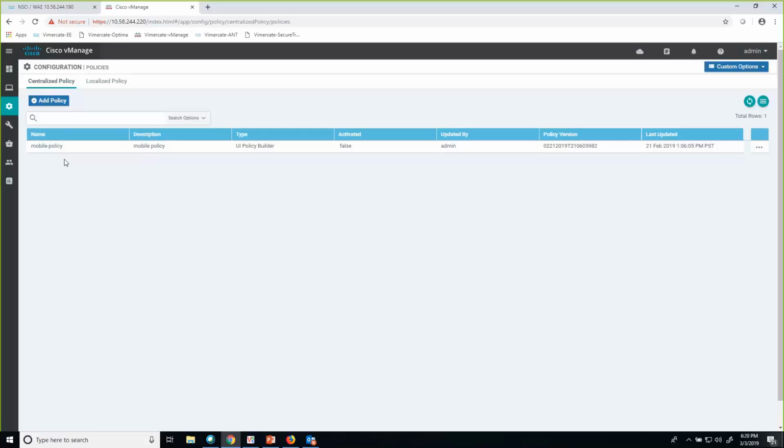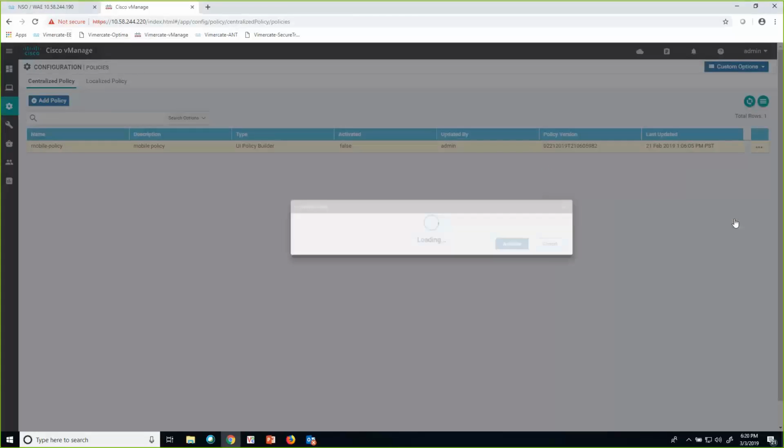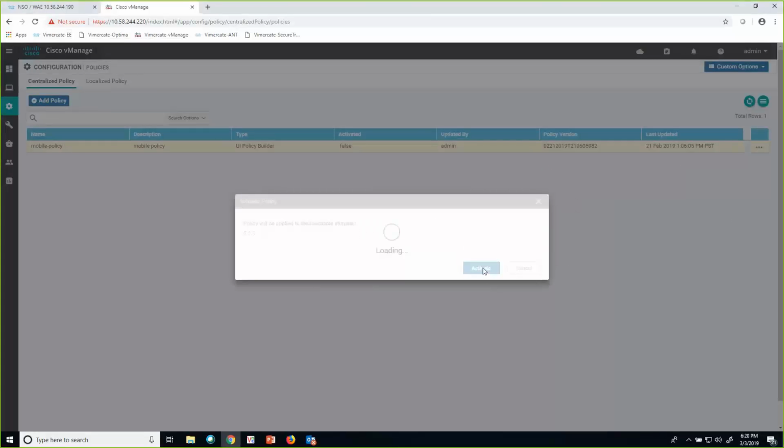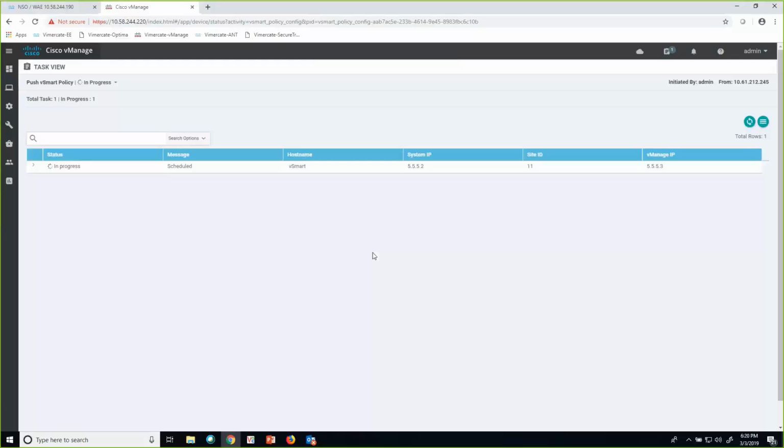Right now, the mobile policy that you're going to see is not activated. We're going to activate the policy, get a warning for it. Right now, the vManage is pushing the policy to the vSmart, and then from the vSmart, it's going to go down to the SD-WAN edge routers. Status is in progress. We wait for the policy to be applied on the CPE routers.